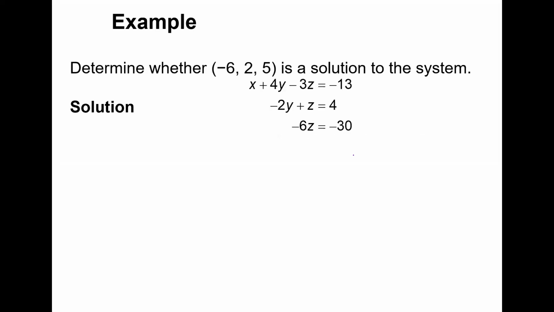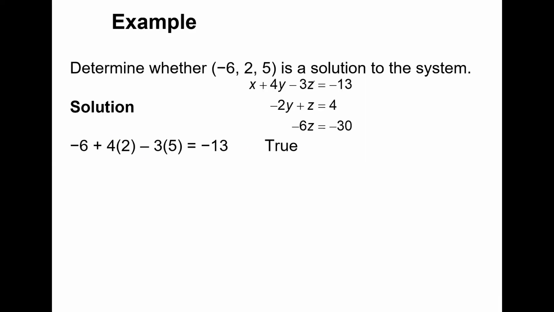First things first, we want to determine whether negative 6 comma 2 comma 5 is a solution to the system. Remember, it's x comma y comma z, so we're going to plug in negative 6 for x, 2 for y, and 5 for z in each of the equations and see if it's a solution. Now, this is really what we would do at the end of a problem, not the beginning. This is your check at the very end to make sure you have the correct solution. You plug these into all three of the original equations. If they're all true, then we have the correct solution. So whenever you do these problems, you'll always know if you have the right solution or not.